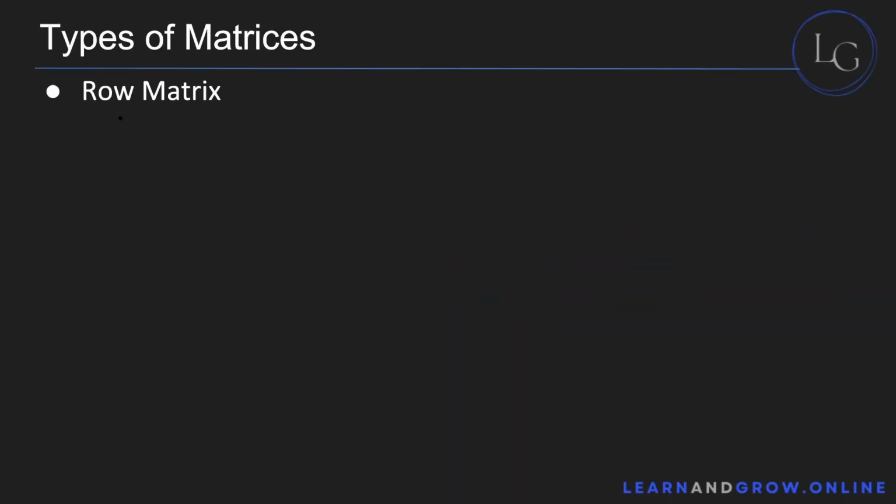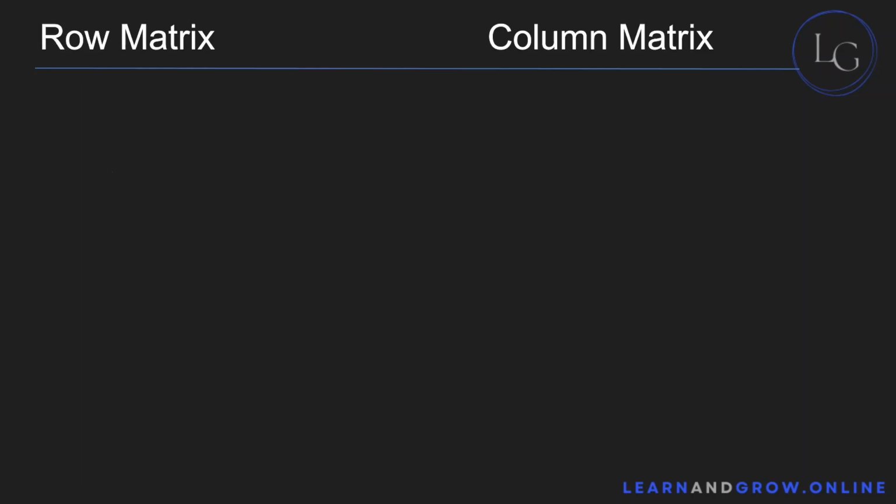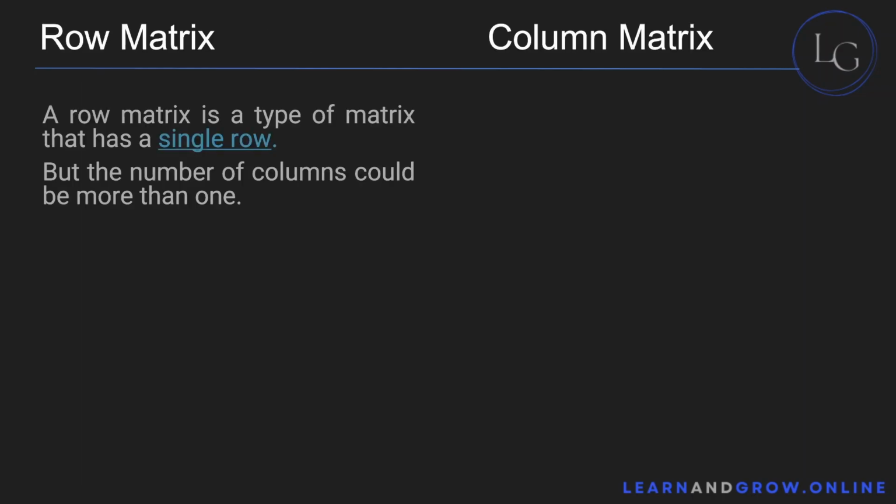Types of matrices. So we'll be discussing row matrices, column matrices, diagonal matrices, scalar matrices, and identity matrices. So what are row matrices and column matrices? So simply, a row matrix is a matrix that has one single row. It can have more than one column. We're not really concerned with that. It must just have one row for it to be a row matrix.